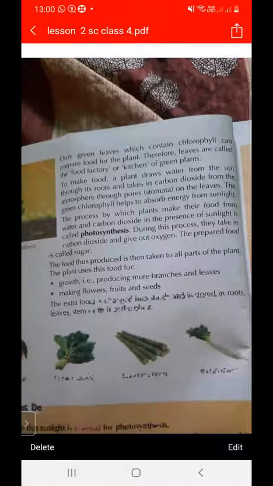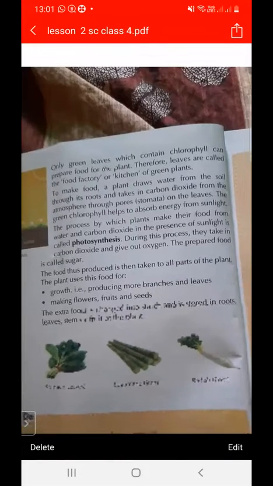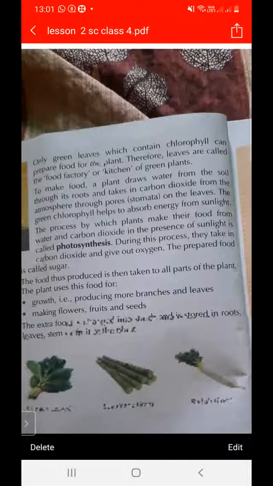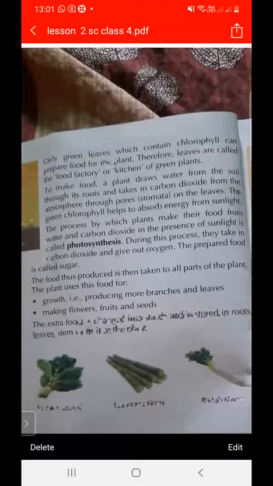And the green leaves have to absorb energy from the sunlight. And this process is called photosynthesis. As you know, to make food, a plant draws water from the soil through its roots and takes in carbon dioxide from the atmosphere through pores on the leaves, and the chlorophyll helps to absorb energy from the sunlight.